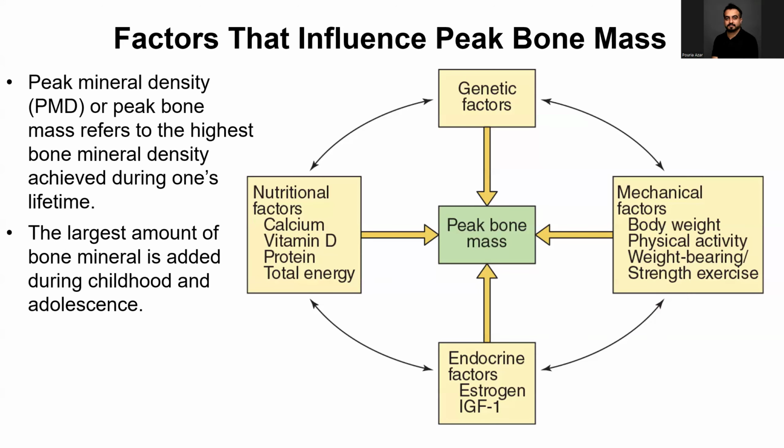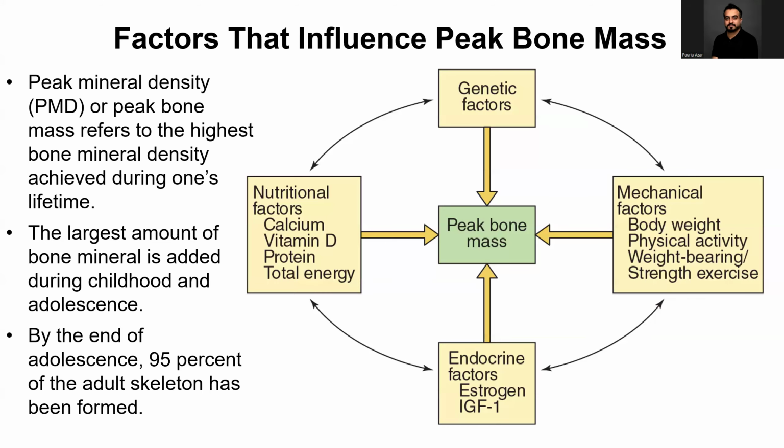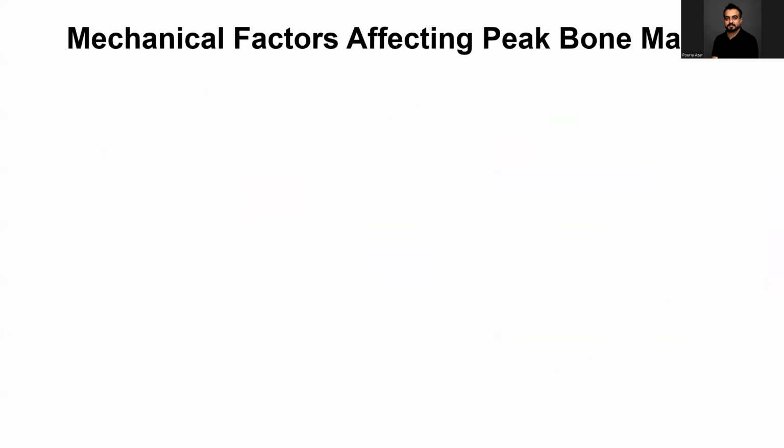The largest amount of bone mineral is added during childhood and adolescence. This is a very important point to remember. The largest amount of bone mineral is added during childhood and adolescence because bone growth and bone modeling occur in childhood and adolescence. Bone remodeling occurs in adulthood. By the end of adolescence, 95% of the adult skeleton has been formed. After that, only remodeling occurs.